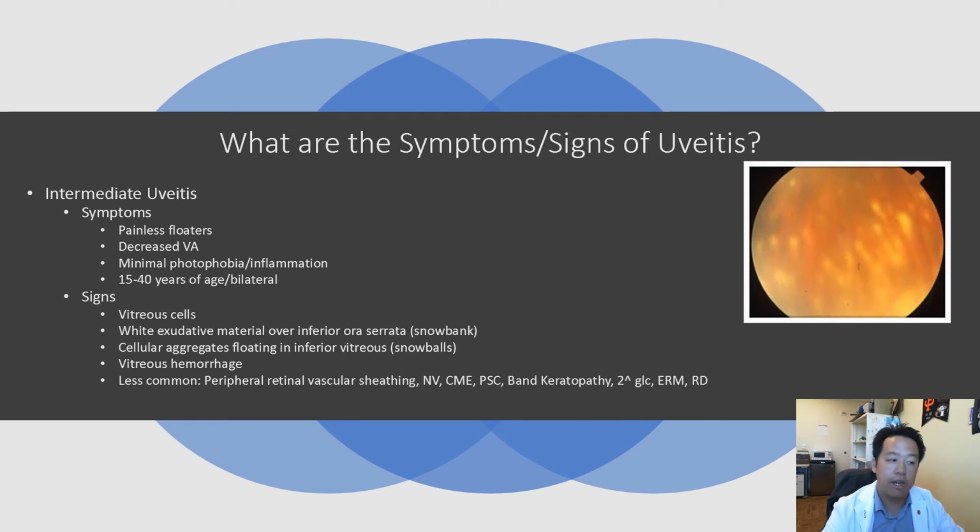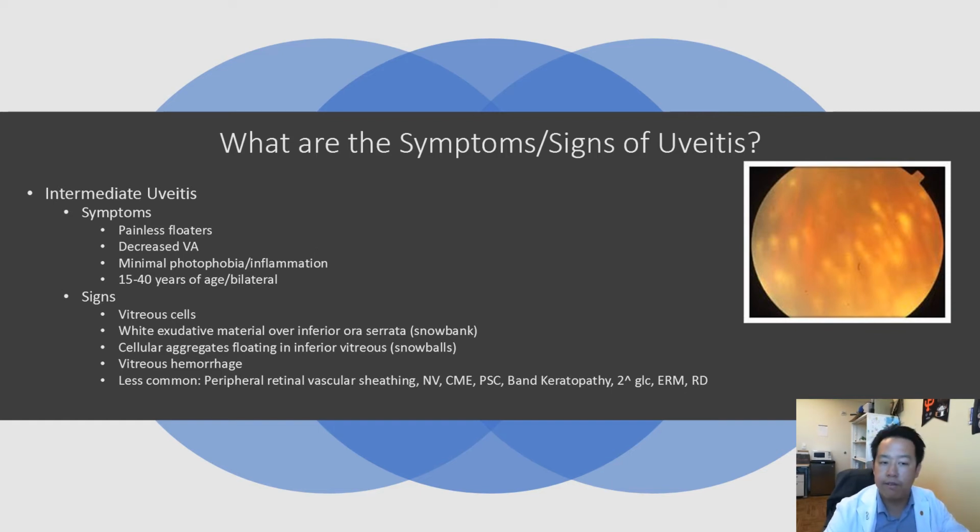For intermediate uveitis, symptoms include painless floaters, decreased VA as well. This has minimal photophobia and inflammation compared to the anterior, and this happens more around the 15 to 40 years of age and is often bilateral.